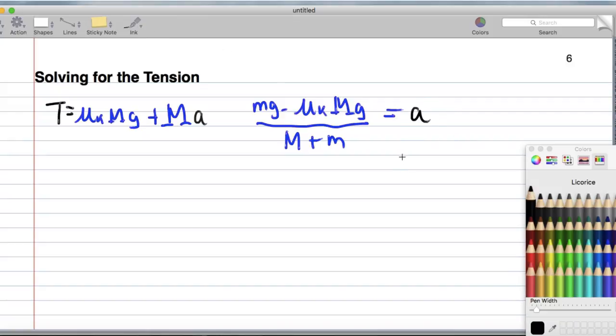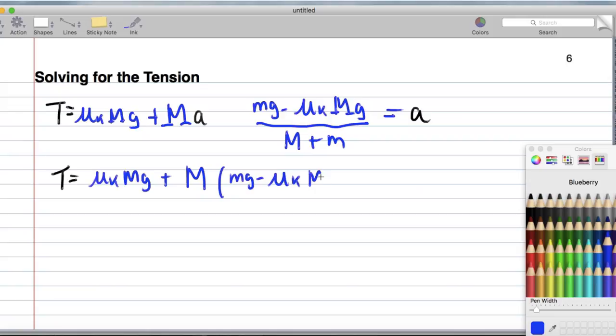Now, our goal, again, is to actually solve for the tension force. I hope you're as excited about this as I am. Okay, so here we go. The tension is going to be mu k big M g plus little m times mg minus mu k big M g over big M plus little m. I just put that whole mess in for a. Now what I'm going to do is find a common denominator to combine these two terms and get it in one fraction.